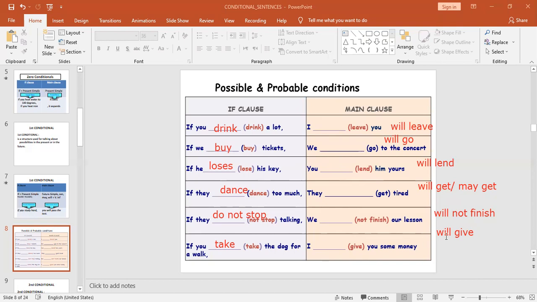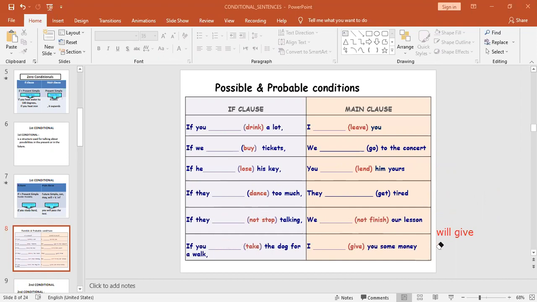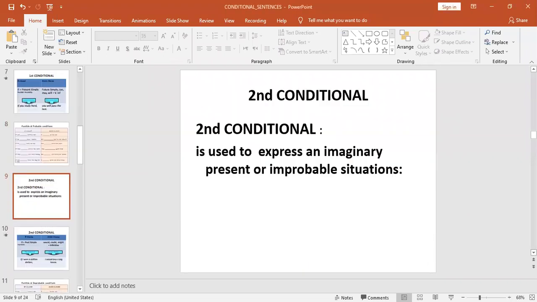Okay, let's move on to the last part of our lesson today. So let's move on to the second part, the second conditional.